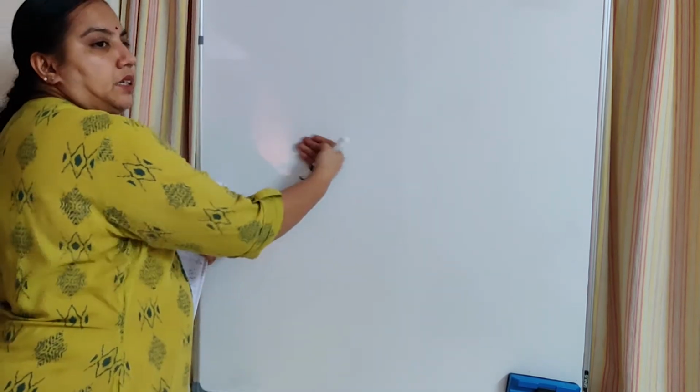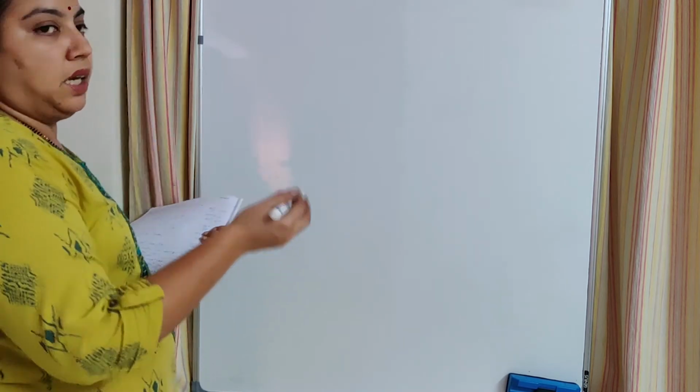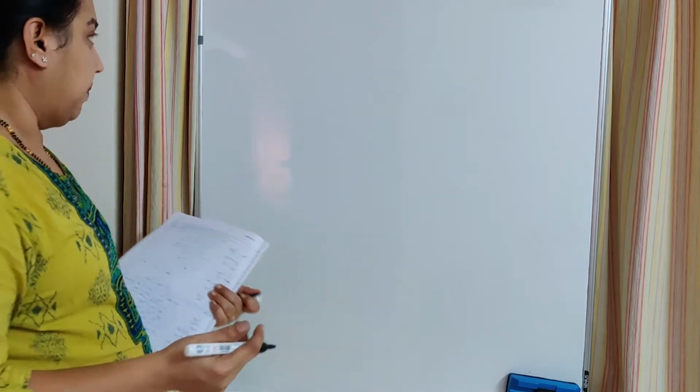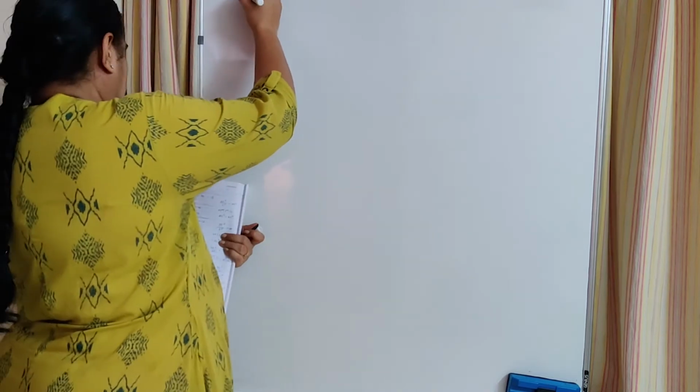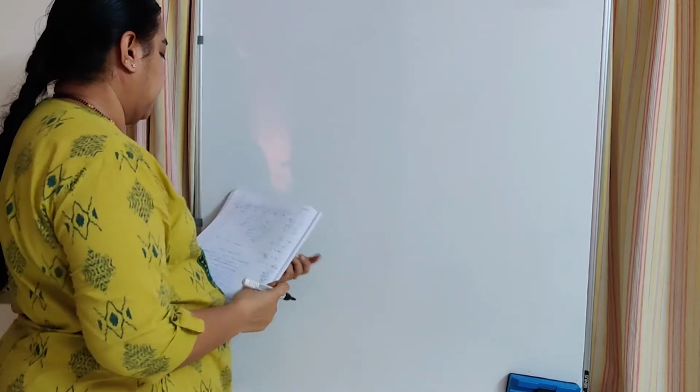Then the second sum is, they are given again a p of x and a g of x, and they are asking us to find whether g of x is a factor of p of x. So what's the meaning? The remainder should be 0. Only that is the meaning of the question. If the remainder is 0, then we can conclude that the divisor is a factor of the dividend.